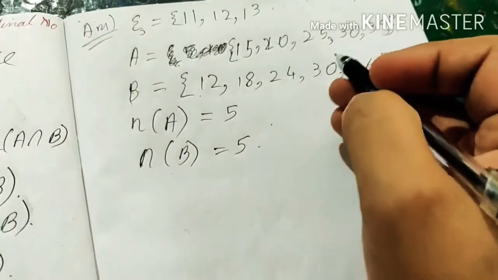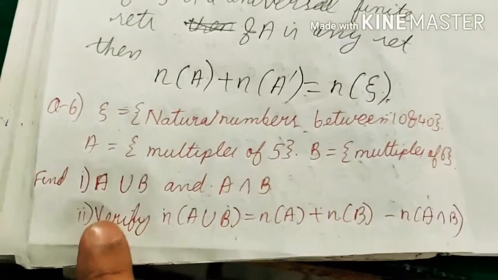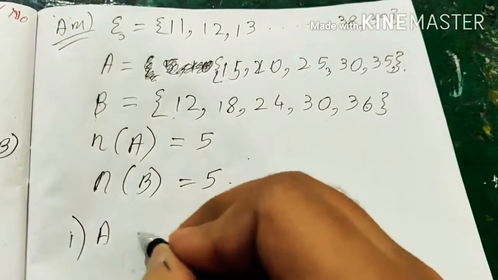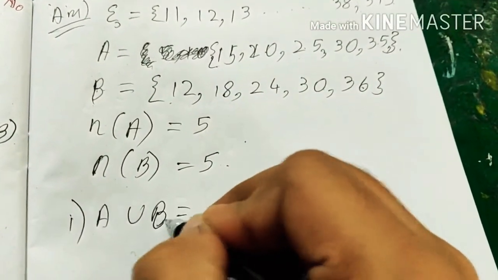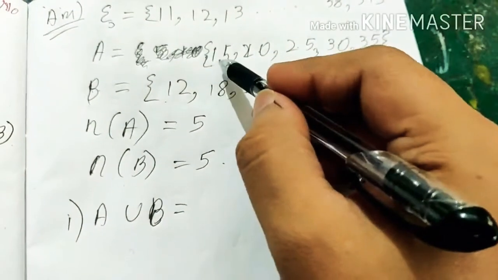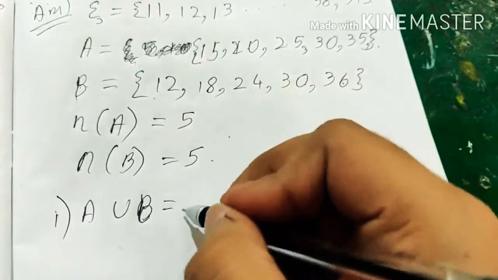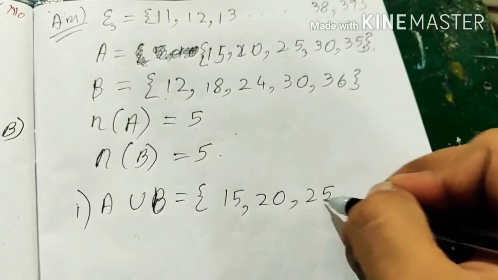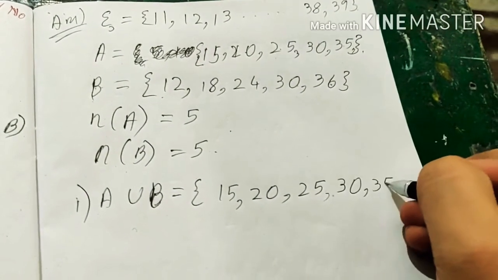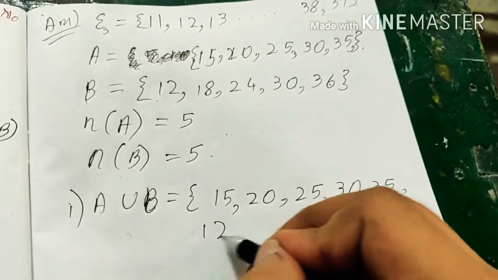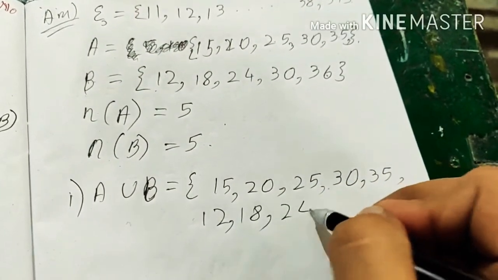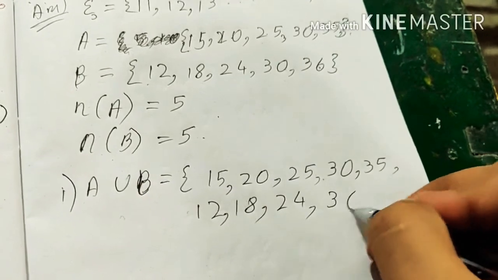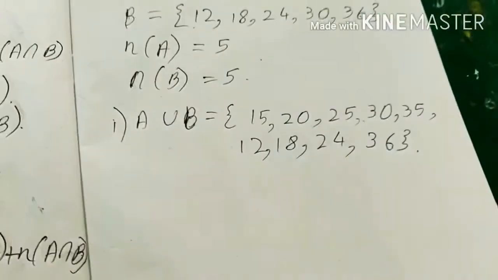We have to find first A union B. A union B is equal to, we will first write the A set here: 15, 20, 25, 30, 35, and then the B set: 12, 18, 24, next is 30. 30 is already mentioned here, so we won't write 30 again, and 36. This is A union B.